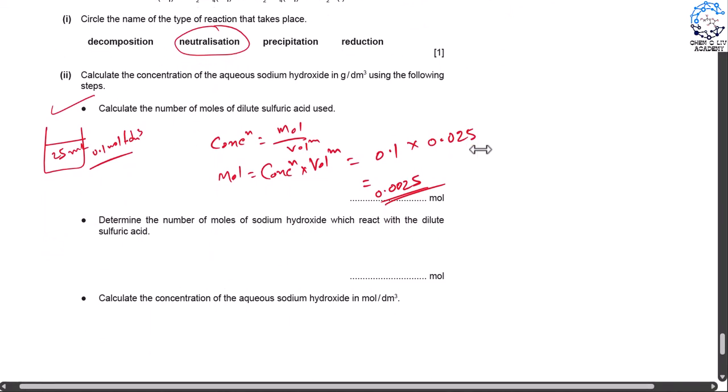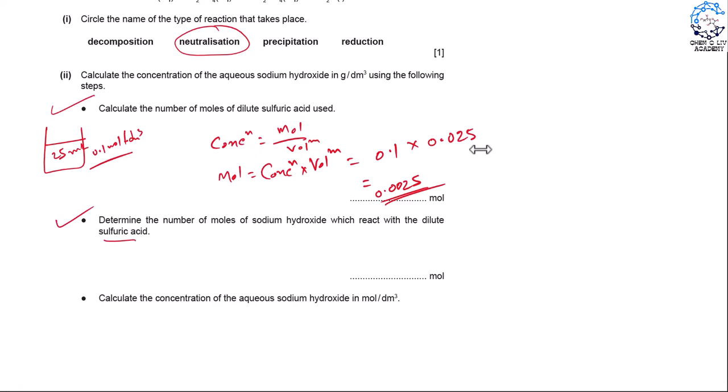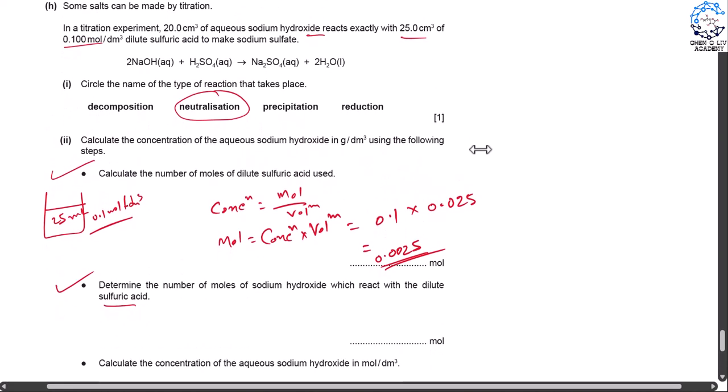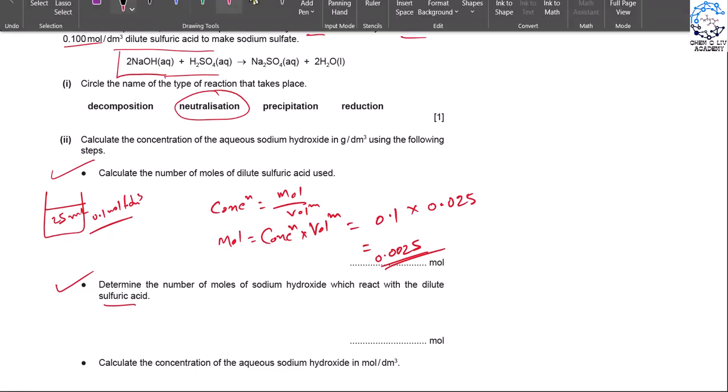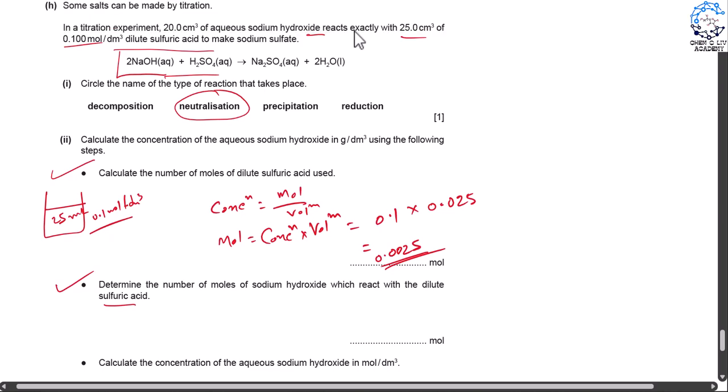Determine the number of moles of sodium hydroxide which reacts with dilute sulfuric acid. Okay, so you have to find the number of moles of sodium hydroxide. Look at the equation. This equation is very important. From the equation only you will be able to calculate. How will you calculate? So 1 mole of H2SO4 is reacting with 2 moles of NaOH, right? Now how many moles of H2SO4 are we having?